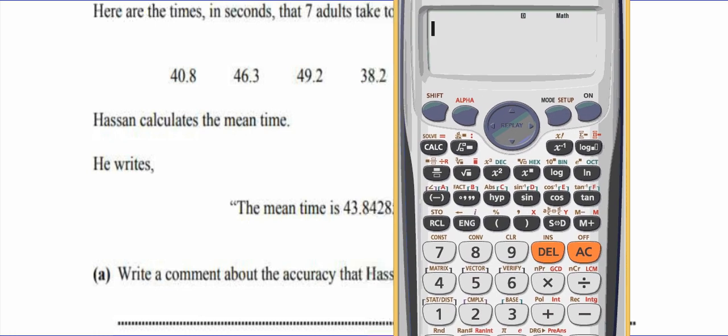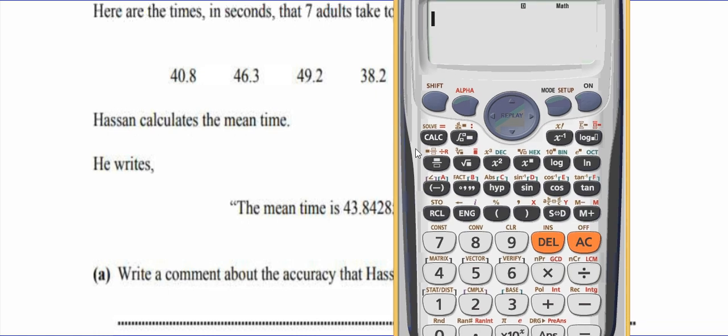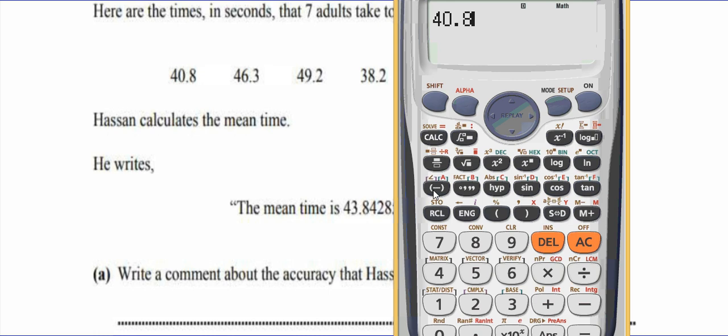Now, to work out the mean of those numbers, first we put all the numbers in the calculator. To find the mean, let me explain it. To find the mean, we add all these numbers. The answer we get, we divide by how many numbers are here. So let us first add the numbers.